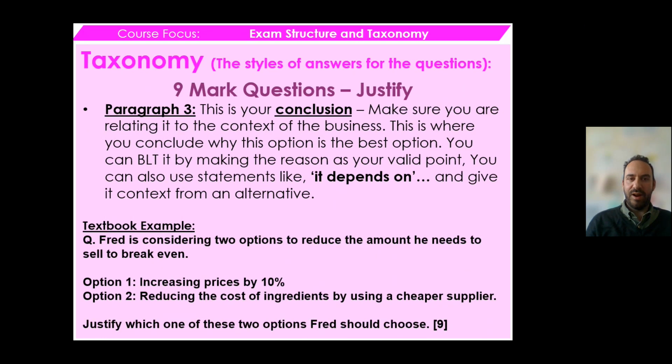Now, when we get to the next paragraph, this is your conclusion. Make sure that when you're relating it to the context of the business, this is where you can conclude why this option is the best option. I've seen some people argue one option, done the benefit, done the drawback, and then they go into the conclusion and go, the other option's better. But they haven't expanded on why that option is better in the previous paragraphs, so that it completely negates their argument. Only at this point do you talk about it.